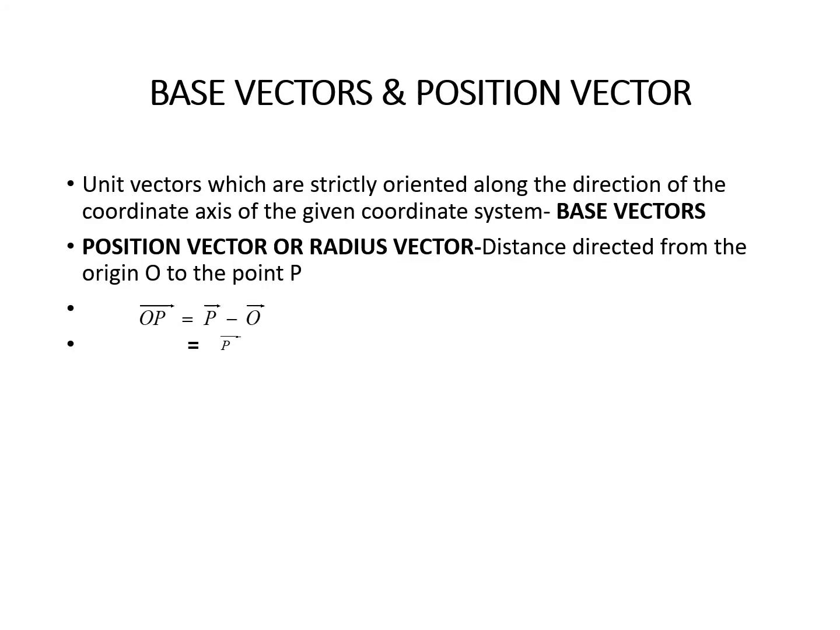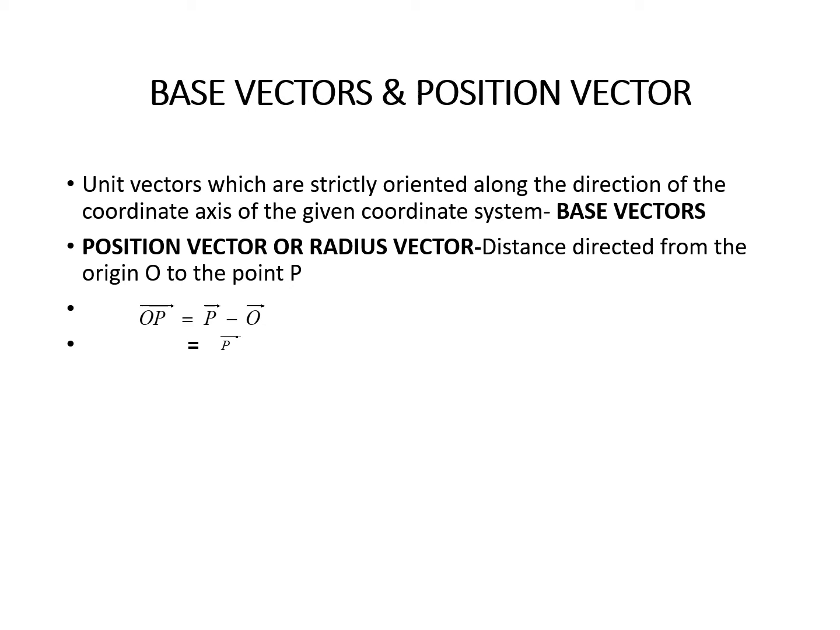Base vectors and position vector. First we will see about the base vector. Base vectors are the unit vectors which are strictly oriented along the direction of the coordinate axes of the given coordinate system. The next one is the position vector, or radius vector. The position vector, or radius vector, is the distance directed from the origin to the point P.